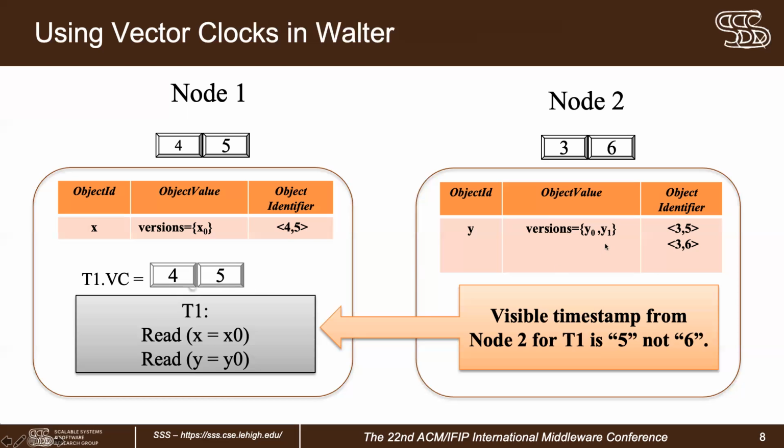It cannot access version Y1 because, as you see, the second entry of the vector clock of Y1 has 6, and the second entry of T1's vector clock has 5, and 6 is greater than 5.